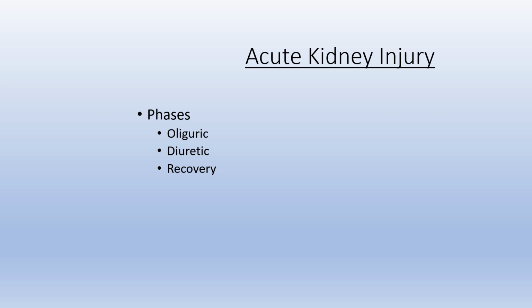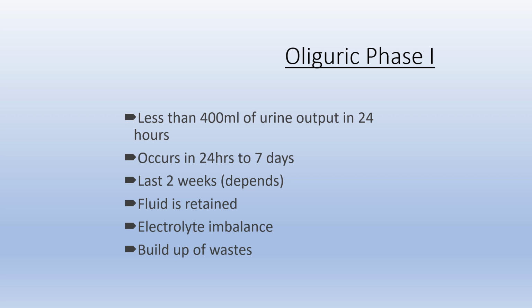So acute kidney injury has three phases. After the initiating phase, which is the onset of the event that caused the acute kidney injury, comes the oliguric phase, in which the patient has less than 400 mL of output in 24 hours. It occurs 24 hours to 7 days from the initial phase. It can last 2 weeks or several months, it depends.